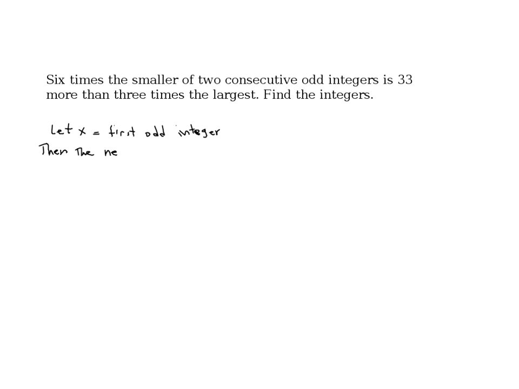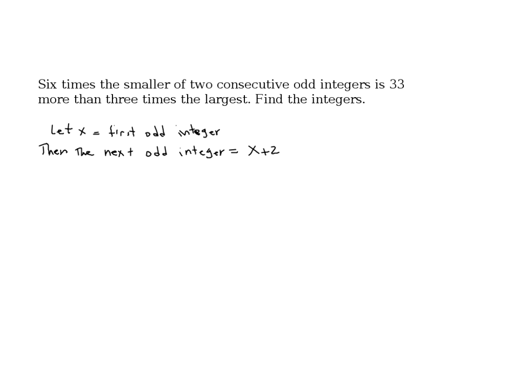So then the next odd integer, we talked about this before. What would be the next odd integer? It would be x plus 2. Very good. Let me go to the page where we talked about odd and even integers and refresh everyone's memory on that part.